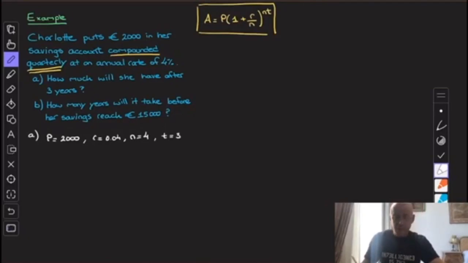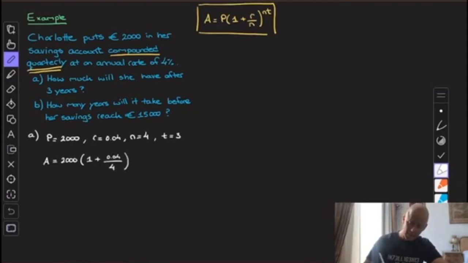Okay, we have everything we need to calculate now. And we can just go ahead and say, all right, well, the amount after 3 years will be A, which equals 2,000 times, in parentheses, 1 plus R over N. So in this case, that's still 0.04, but N is equal to 4. So I write that on the denominator. I close the parentheses, and that's raised to the power of N times T. Okay, so this time, that's going to be 4 times 3.